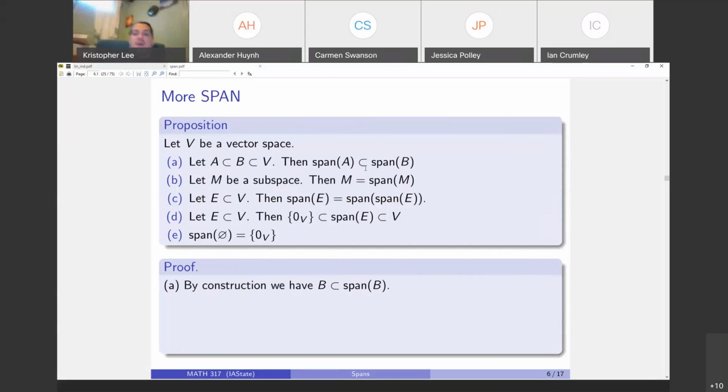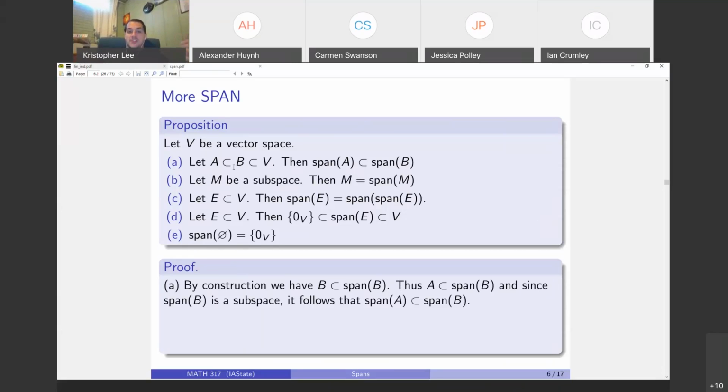So let's prove that. How's that going to go? Well, by construction, we know B is a subset of the span of B, because span is the smallest subspace containing the set. A is a subset of B by hypothesis, which means that A is then a subset of the span of B, and span of B is a subspace. So that means span of A, which is the smallest subspace containing A, has to be contained within the span of B because span of B contains A, and span of B is a subspace. Boom, there we go.